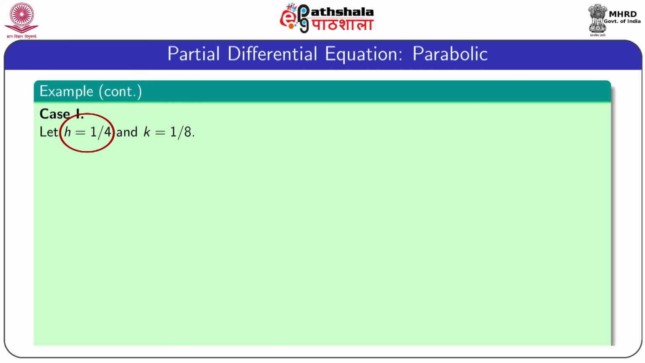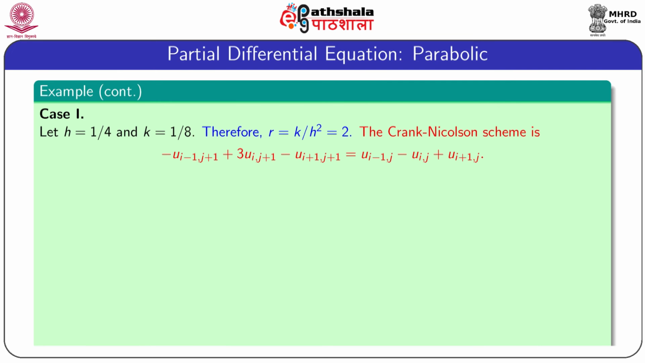First we consider h equal to 1/4 and k equal to 1/8. In this case the value of r equal to k by h square, which is equal to 2, and we mentioned that the Crank-Nicholson method is applicable for all values of r. The Crank-Nicholson iteration scheme is given by these equations.